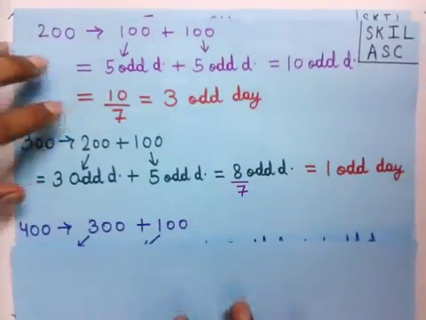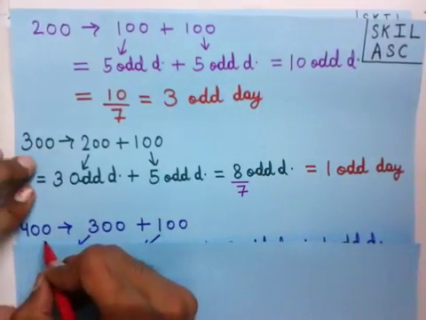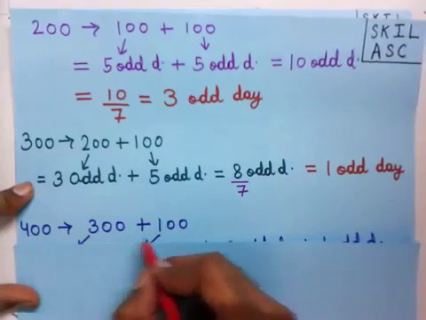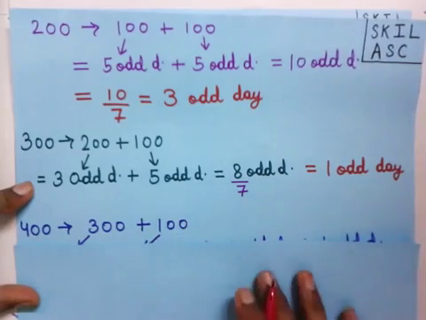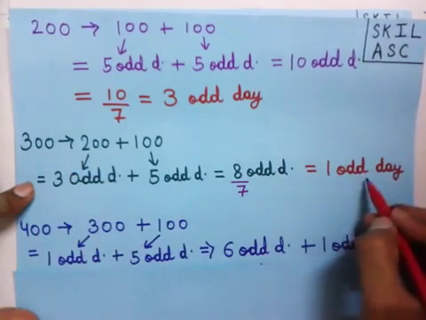Now we come to 400 years. Now these 400 years can be written as 300 plus 100. Now 300 years will have one odd day. You see, 300 years have one odd day.